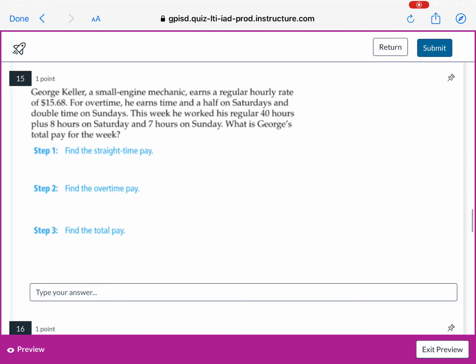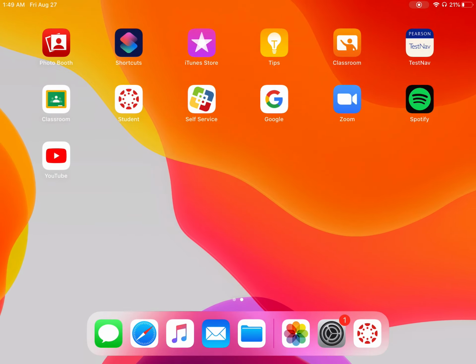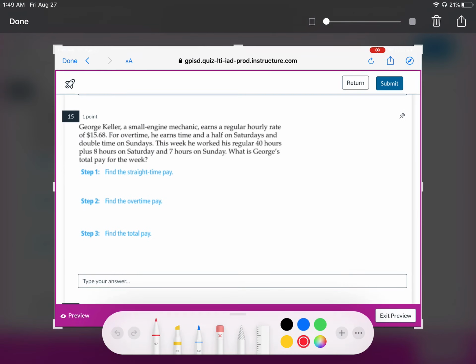Hopefully by now we understand how to do these questions. 15 through 20 are the same types of questions, just different scenarios. All right, so George is a mechanic. He earns a regular hourly rate of $15.68.